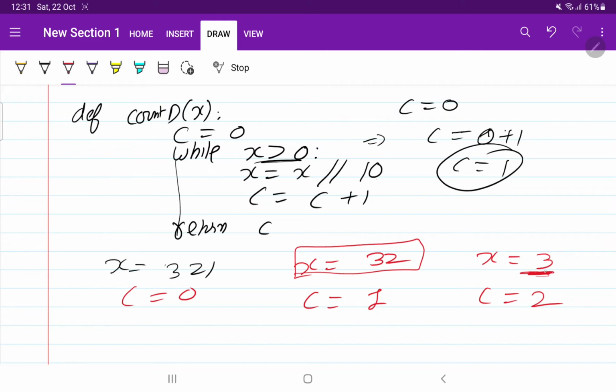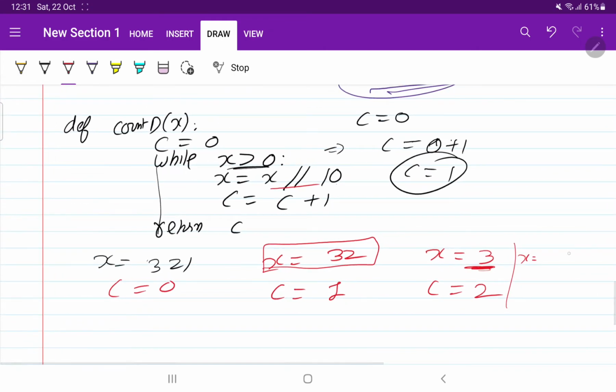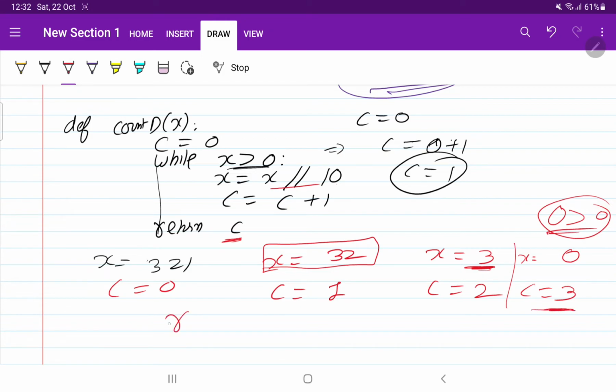Now it will check, is 3 greater than 0? Yes, it is greater than 0. So we will come to this step again, and x will be x divided by 10. We will get x as 0, but count will be increased to 3. Now it checks, is 0 greater than 0? No, this condition is false. So as I told, return the count. What is the count? 3. So we will return 3. So this is the count of digits of 321.